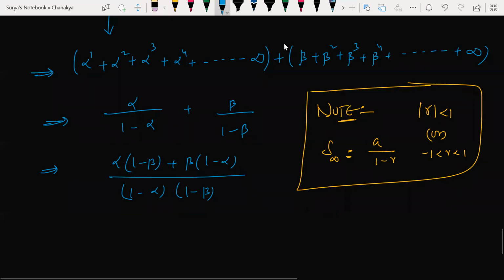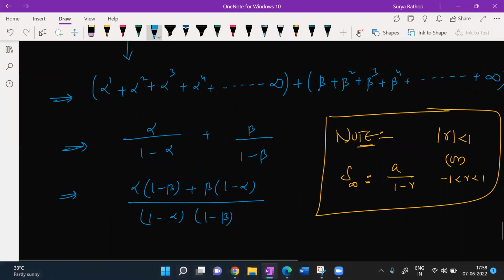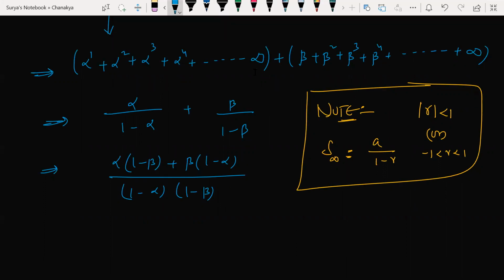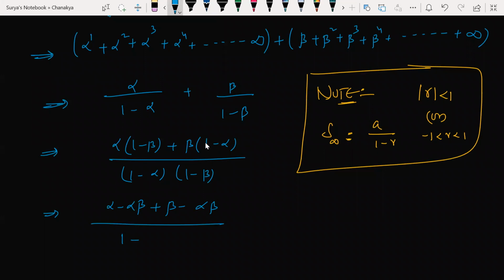This type of thing you have to understand directly actually. So that is why I'm asking you to be thorough with your formulas, be thorough with your basic stuff. Very good, Jafar. Clear? Now what is the big deal in this? Just simplify it. Simplify this, you will get alpha minus alpha beta plus beta minus alpha beta, divided by 1 minus beta minus alpha plus alpha beta.